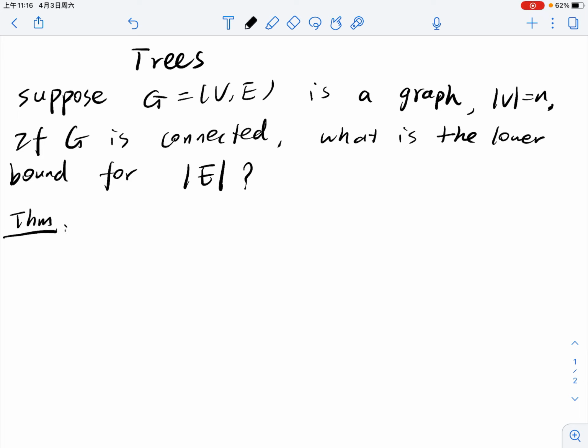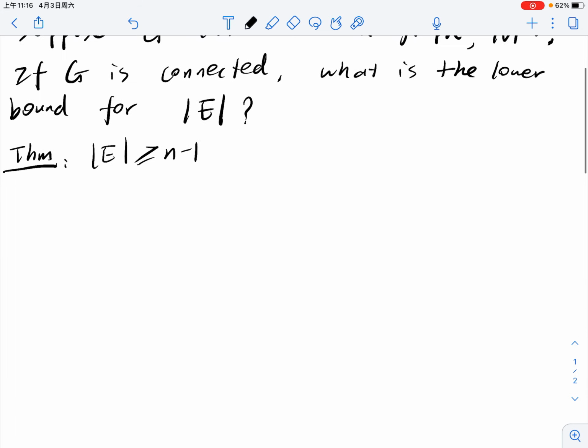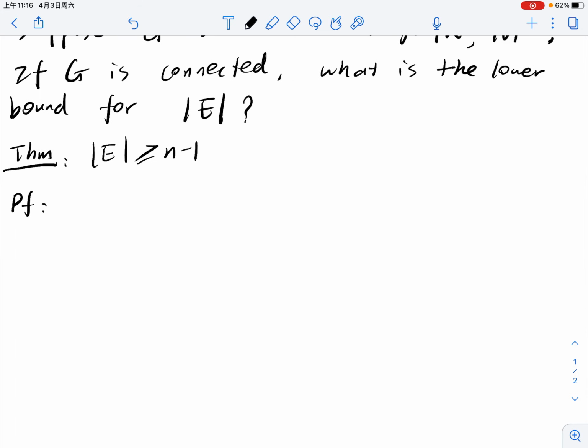And if you draw some examples, you will find that probably we have a lower bound n-1. So we will show that this actually holds. Then we prove it by induction. When n equals 3, we can just verify it manually.